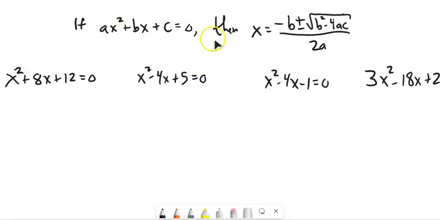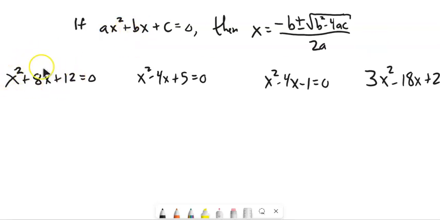Here are a few examples of using the quadratic formula to solve quadratic equations. So notice if ax squared plus bx plus c equals 0, then this is true. A, b, and c are just numbers, right? There's no x's involved. It's x is equal to these things. And, well, let's just go ahead and jump in.